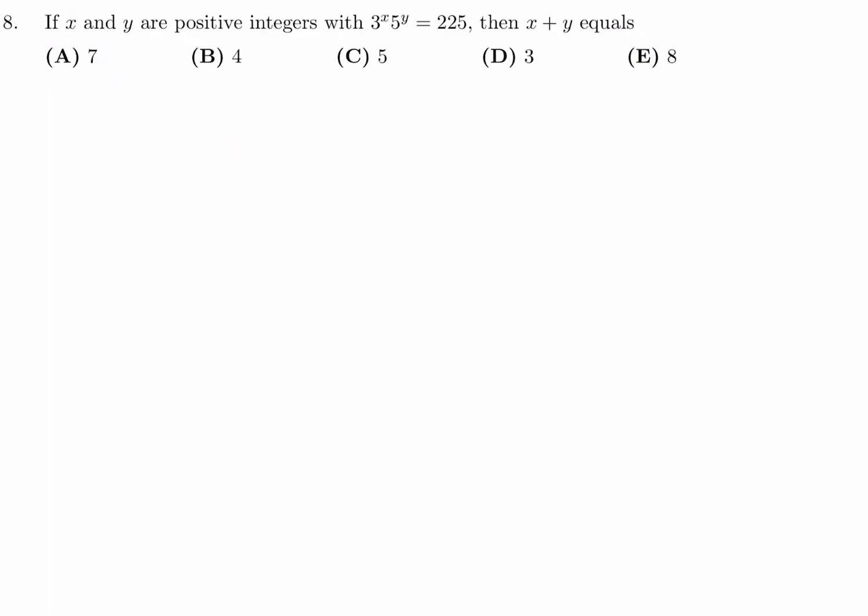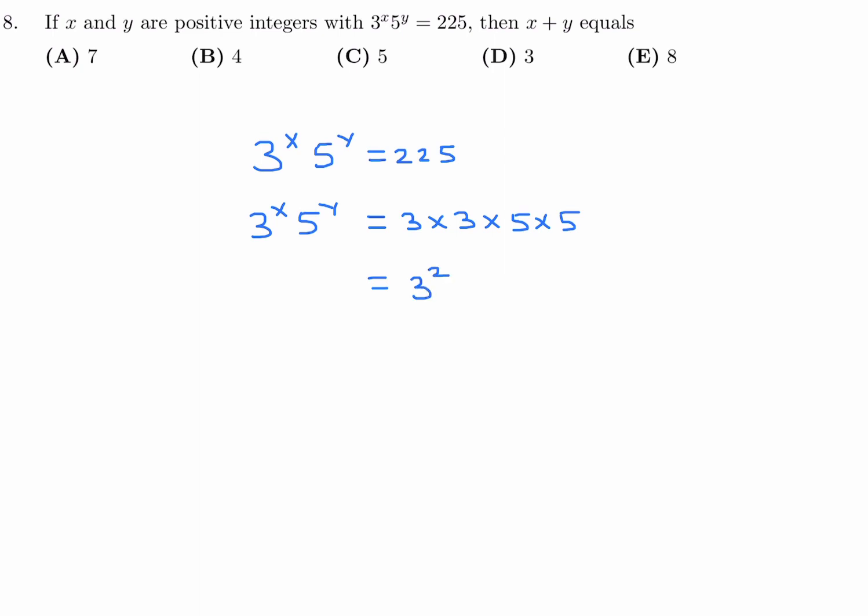If x and y are positive integers and 3 to the power of x times 5 to the power of y is 225, then x plus y is... Well, we obviously have to break up 225 into its prime factors. It's 3 times 3 times 5 times 5. So that would be, in terms of exponents, 3 to the power of 2 times 5 to the power of 2.